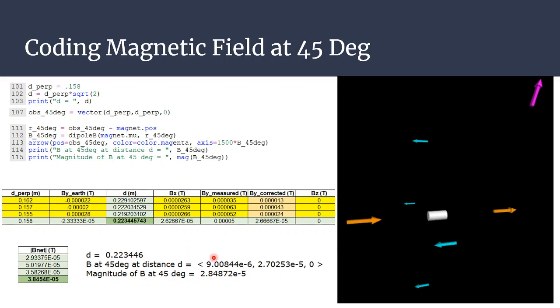And we could see that we got these components for our magnetic field at 45 degrees away from our magnet with the distance d. And we saw that our magnetic field in the x component is a little bit off, but our y component magnetic field is pretty similar. And we were able to see that the magnitude overall is pretty similar to the experimental magnitude that we got.